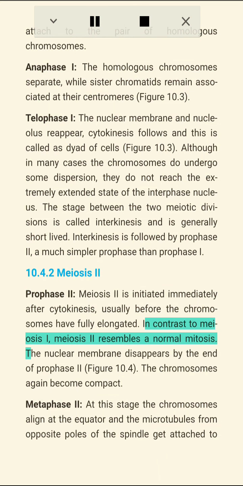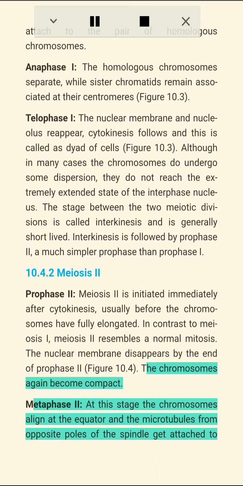10.4.2 Meiosis II. Prophase Two. Meiosis II is initiated immediately after cytokinesis, usually before the chromosomes have fully elongated. In contrast to Meiosis I, Meiosis II resembles a normal mitosis. The nuclear membrane disappears by the end of Prophase Two.